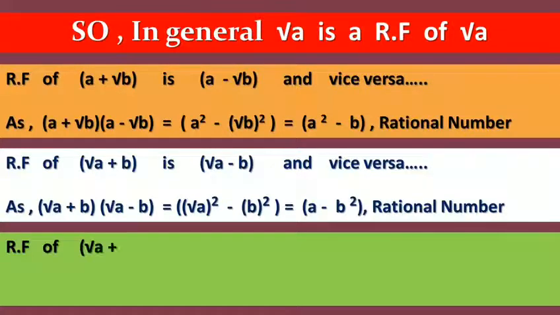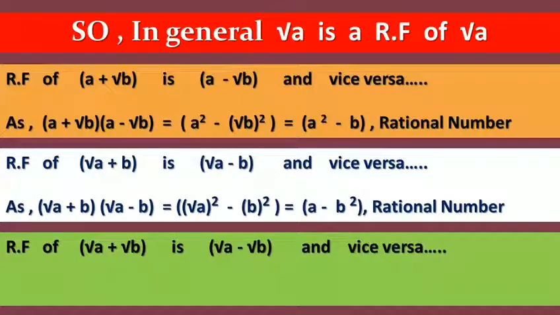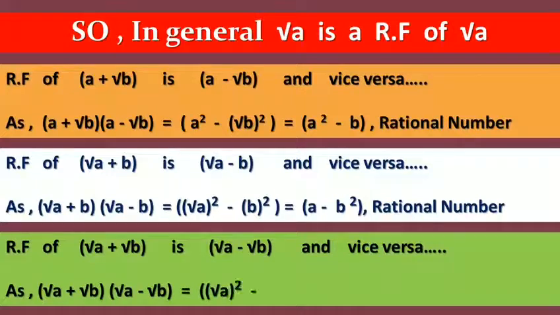The rationalizing factor of root A plus root B is root A minus root B, and the rationalizing factor of root A minus root B is its conjugate, root A plus root B. If we multiply these two, root A plus root B into root A minus root B is equal to root A whole square minus root B whole square, that is equal to A minus B, which is a rational number.